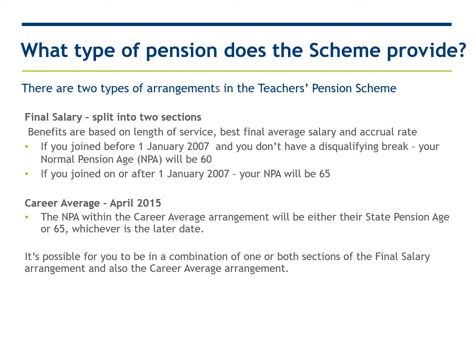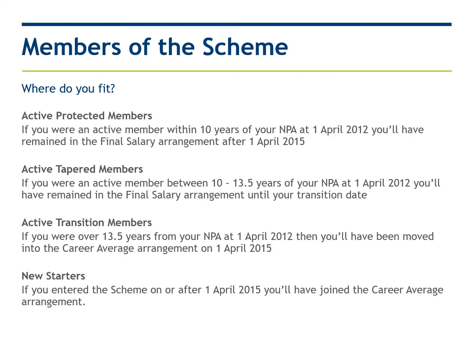Which arrangement you're in will depend on when you join the scheme, and depending on your personal circumstances, you could have pension benefits in more than one of the arrangements. This screen shows where you fit into the different pension arrangements. As previously mentioned, it's dependent on when you join the scheme and how far away you are to your normal pension age. If you were an active member within 10 years of your normal pension age on the 1st of April 2012, you'll have remained in the final salary arrangement after the 1st of April 2015.